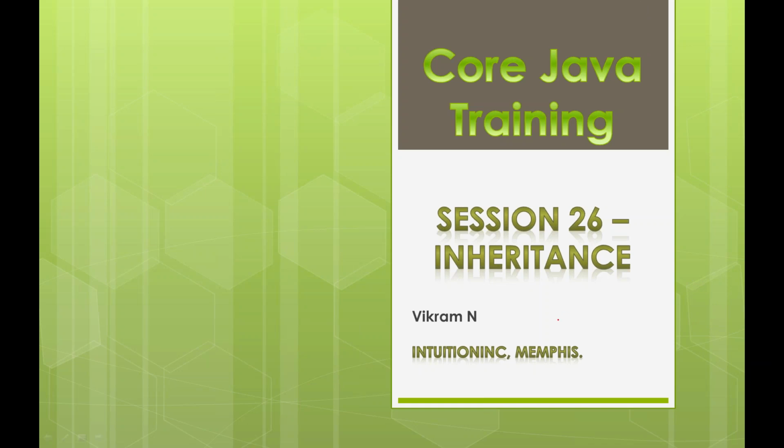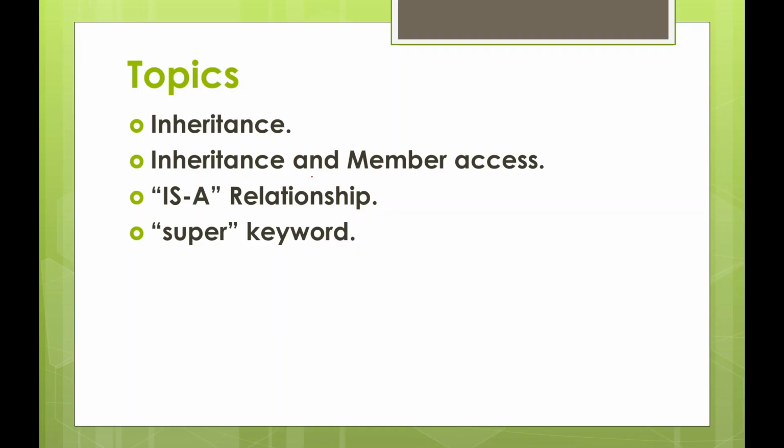Okay. Let's get started with the session. Today we'll be discussing inheritance. We'll understand what exactly inheritance is, and how your access specifiers affect inheritance. We will understand what an is-a relationship is, how it is defined by inheritance, and then the super keyword: what it is and what its uses are with respect to inheritance. We'll try to cover all these things.